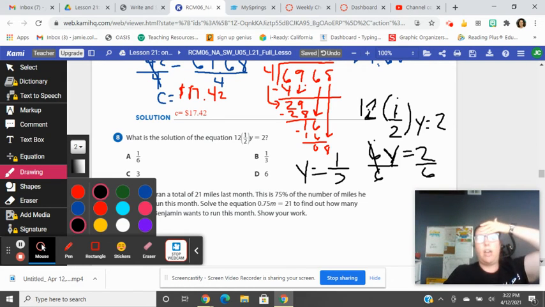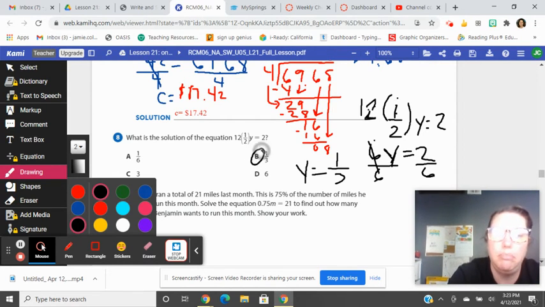So let me ask you guys, is 6 times 1/3 equal to 2? It is. Yep. Okay, so then plug it into the first equation. Is 12 times 1/2 times 1/3 equal to 2? And it is. So the answer is B.